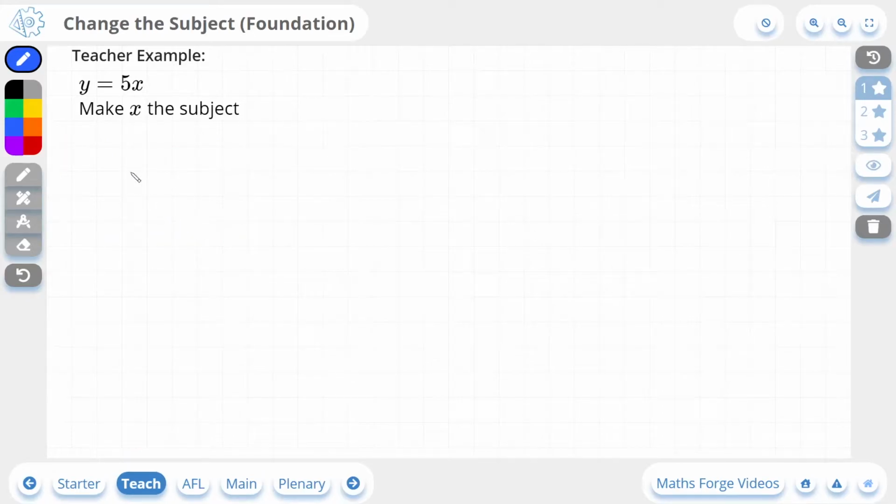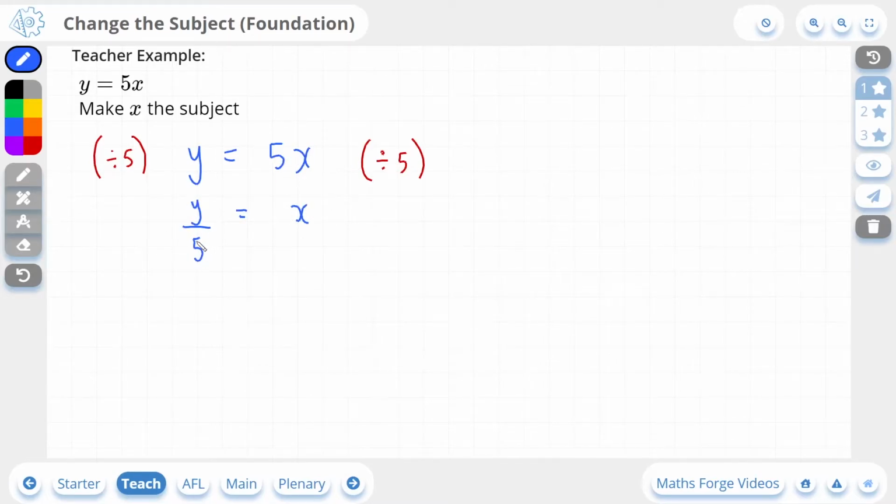We'll do another one-star example. Here we have y is equal to 5 multiplied by x, or just 5x. Make x the subject. So I can see that there's a 5 attached to the x through multiplication, so I'm going to detach it through division. So we're going to do divided by 5 on this side, which means we have to do it on this side. And this is going to leave us with y over 5 is equal to x, because of course 5 divided by 5 is 1, and 1 times x is just x.